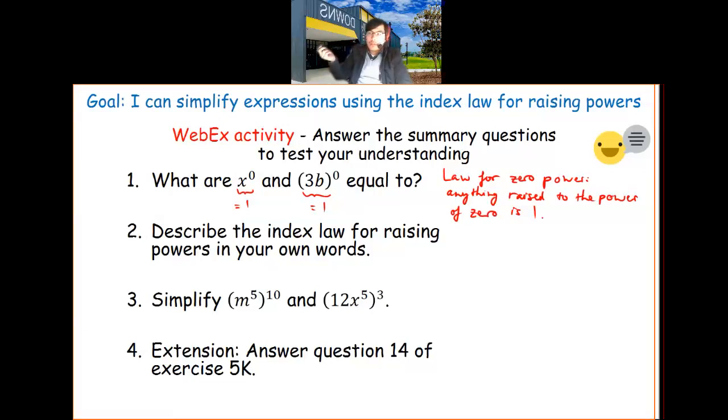Question 2 asks us to describe the index law for raising powers in your own words. So first of all, let's think about what the index law for raising power is. I'll give you about a minute. You can have a look at your notes again, or at the PowerPoint if you haven't written down your notes. Just tell me what is the index law for raising powers, and what do we have to do?